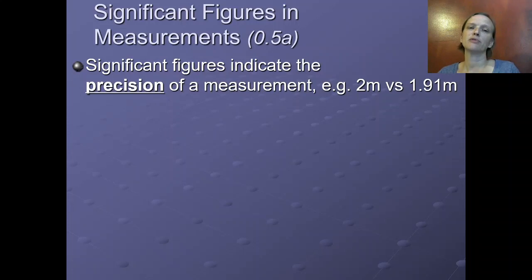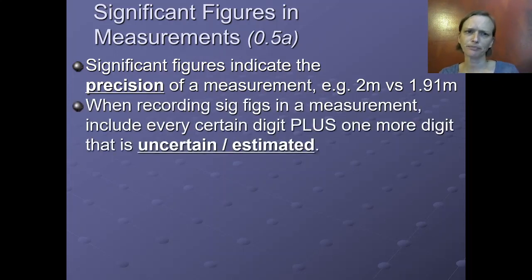Significant figures indicate the precision of a measurement, how precise the measuring tool is. So again, is a person 2 meters tall or are they 1.91 meters tall? That level of precision, how many decimal places can you say are accurate in that measurement? When you record the sig figs in a measurement, you need to include every digit you know for certain, plus one more digit that is uncertain, an extra digit that you estimate, you make your best guess on.